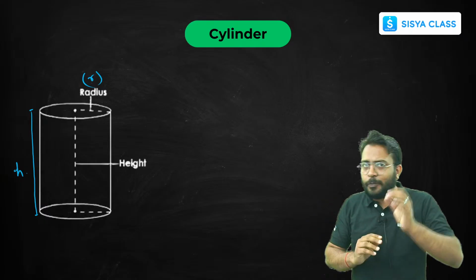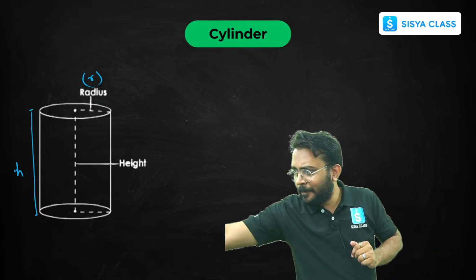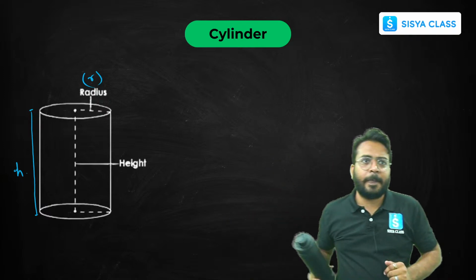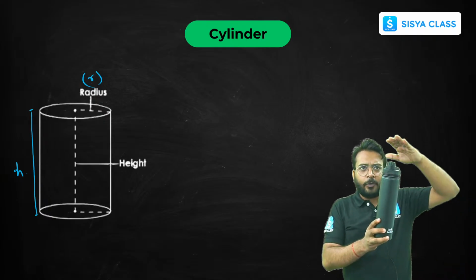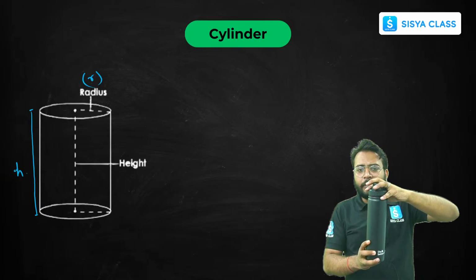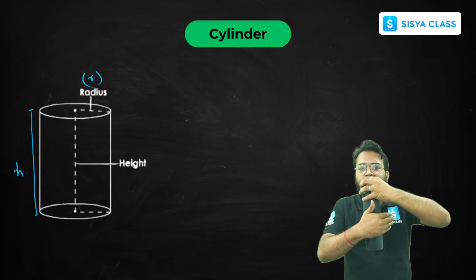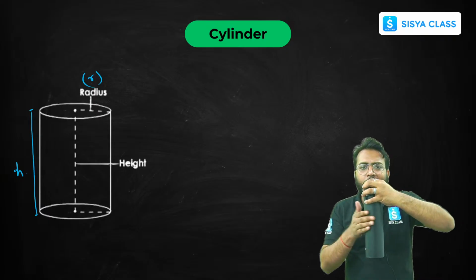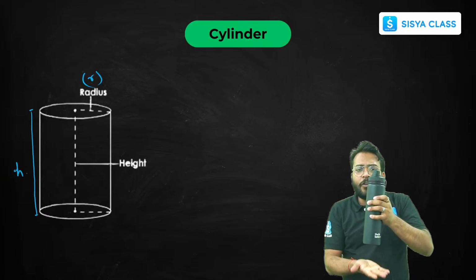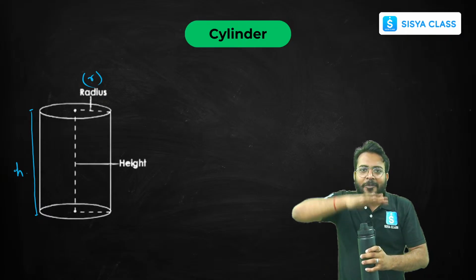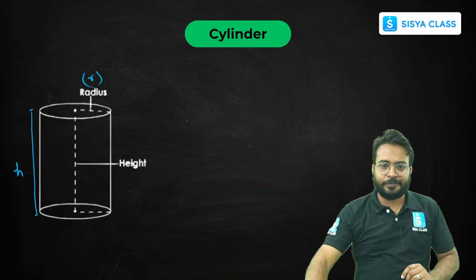Suppose I have a water bottle. Can you see this water bottle? If this is your cylinder, then this surrounding area is going to be called the curved surface area. Understood my point? And this is the area of my base, and this is the area of my top.